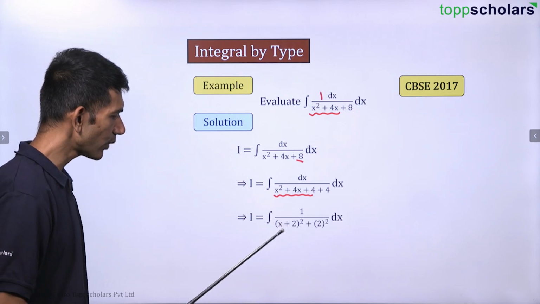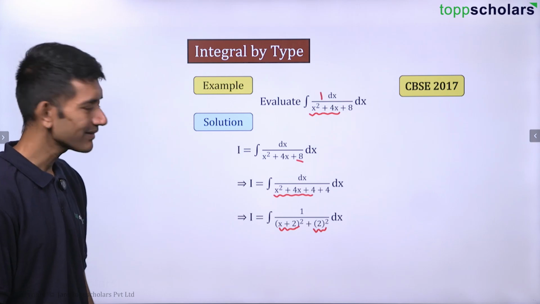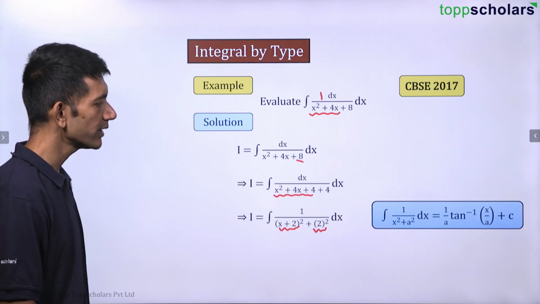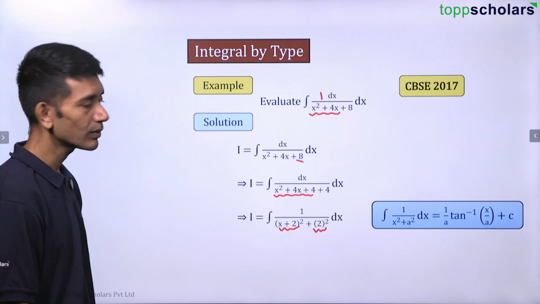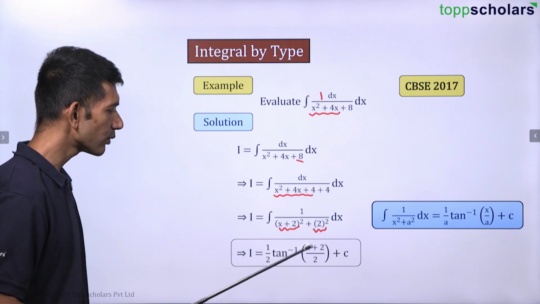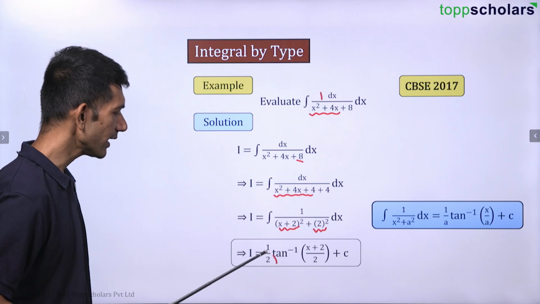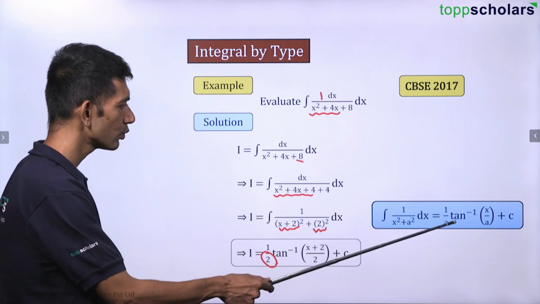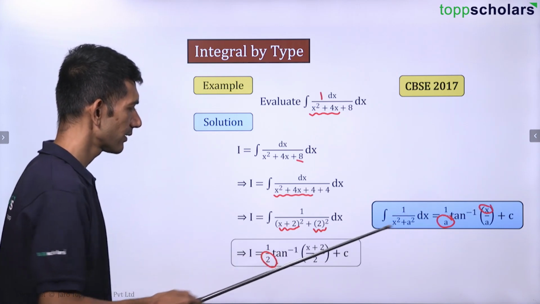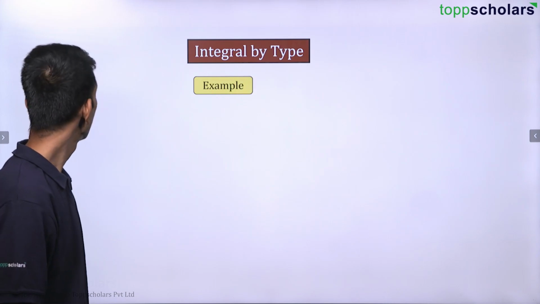So this is like your 1 by x square plus a square. We know the formula. Integration of 1 by x square plus a square dx is 1 by a tan inverse of x by a plus c. So that is 1 by 2 tan inverse of x by 2 plus c. That's it. And that is your final answer. Wherever you have a, that is 2. And whenever you have x, that is x plus 2. Let's continue further.